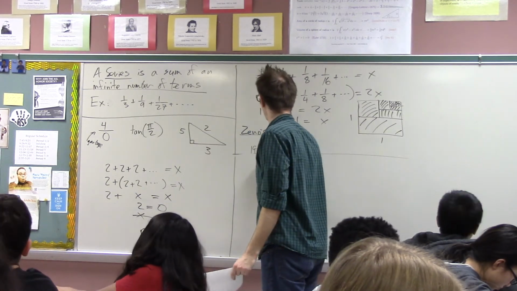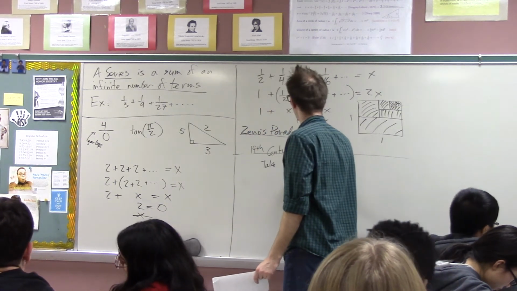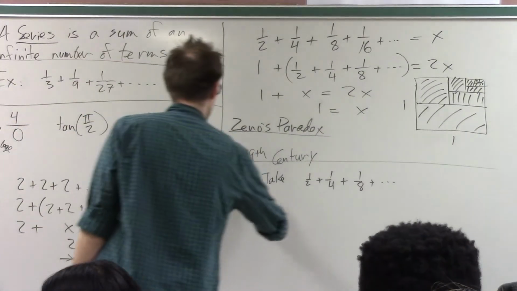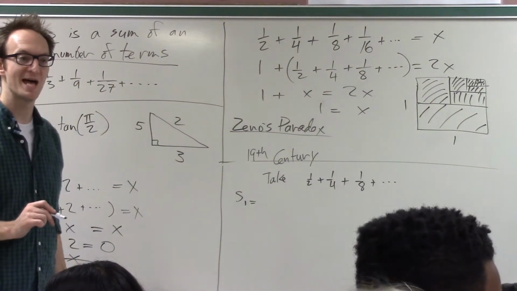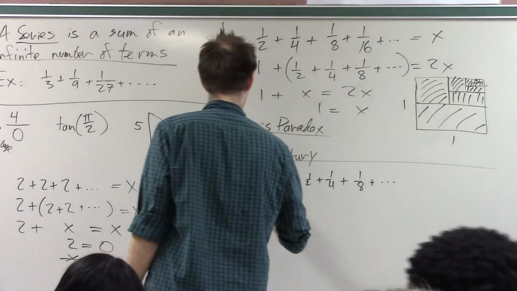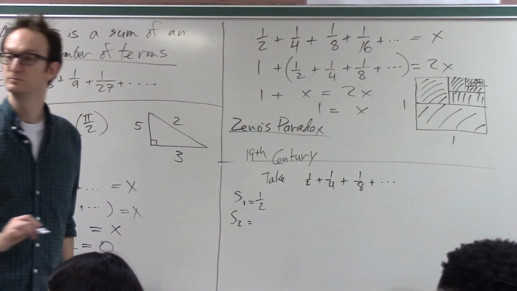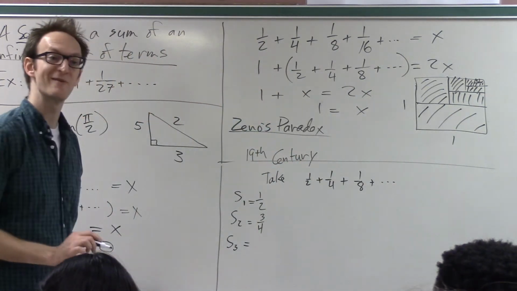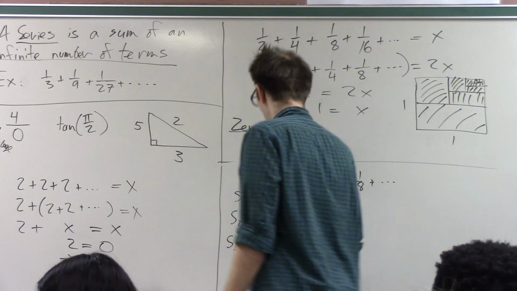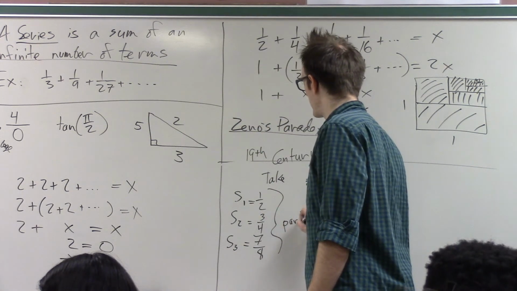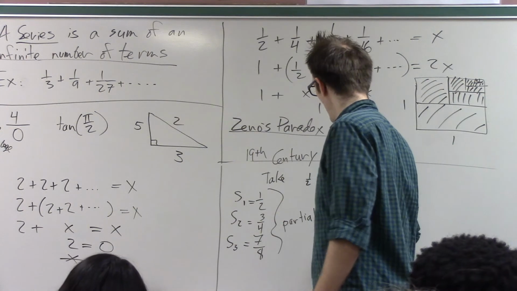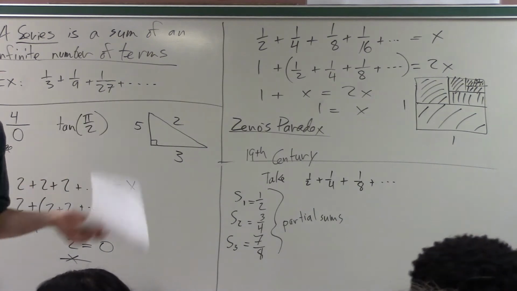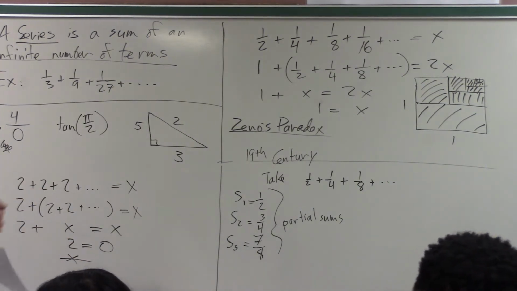Okay, so we'll go back to this example. So take 1/2 plus 1/4 plus 1/8, etc. And here's what we can do. Add up the first 1 term. Call that S sub 1. What's that? 1/2. Add up the first 2 terms. That's 3/4. Add up the first 3 terms. 7/8. And in general, what we are going to call these things are partial sums. They're called partial sums because they are part of the entire sum. Okay, so it's like the sum so far.